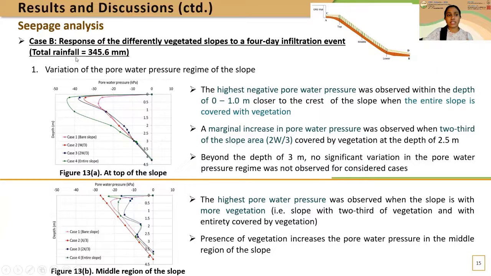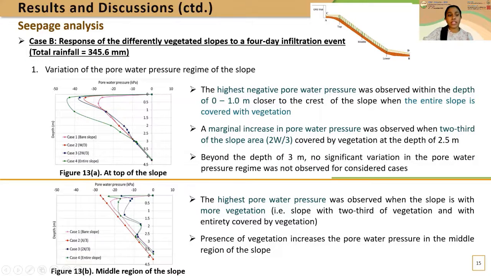infiltration event, which has a total rainfall of 345.6 millimeter, and the variation of the water pressure regime was also considered. So in this case, in order to compare these values, we selected 3 different locations: top, middle and lower. For the variation of the water pressures in the top region, it clearly shows that the highest negative water pressure was given for the entire slope grown with vegetation, and a marginal increase in water pressure was observed when 2/3 of the area was covered with vegetation. Beyond the 3 meter depth, there is no significant variation in the water pressure.